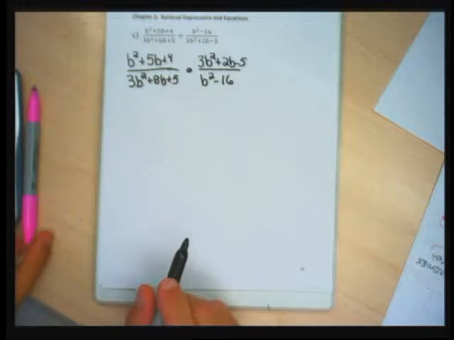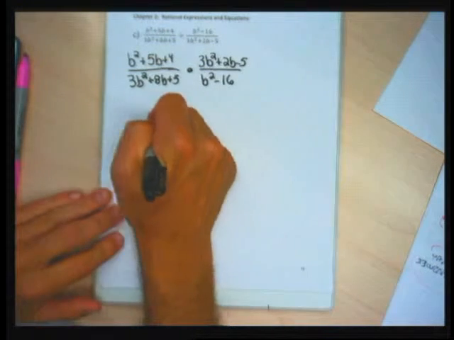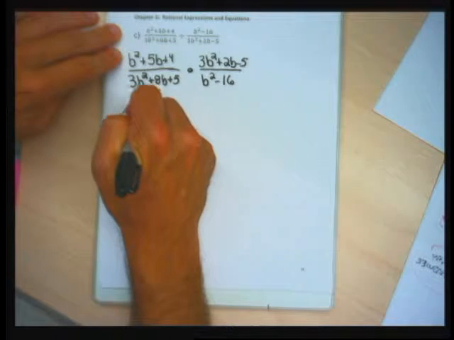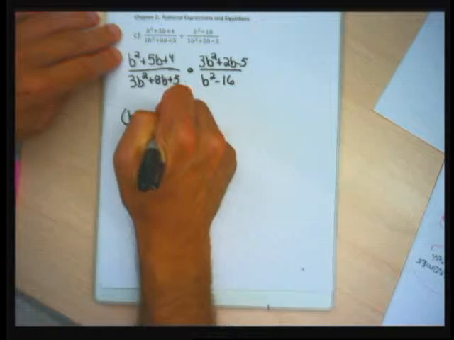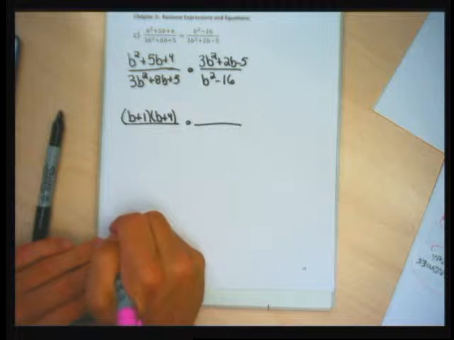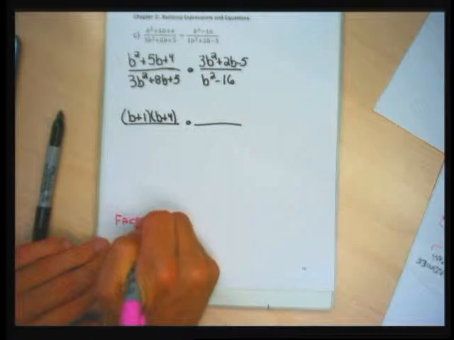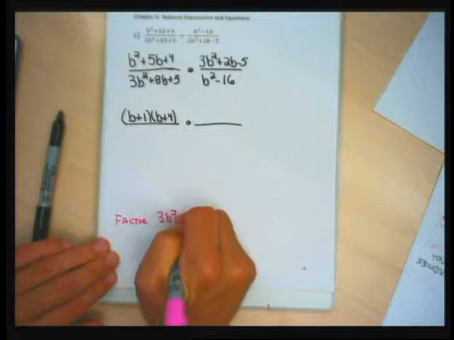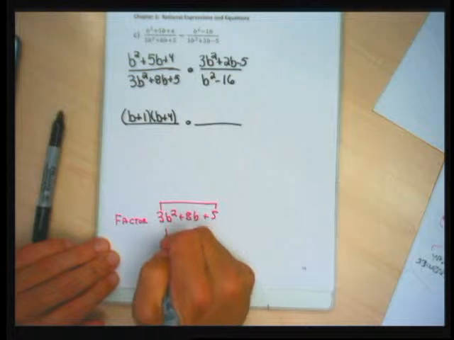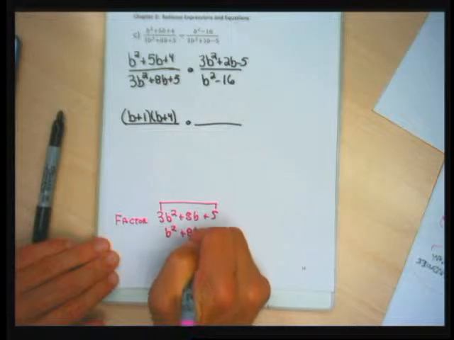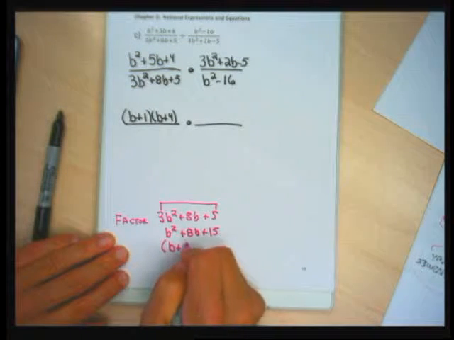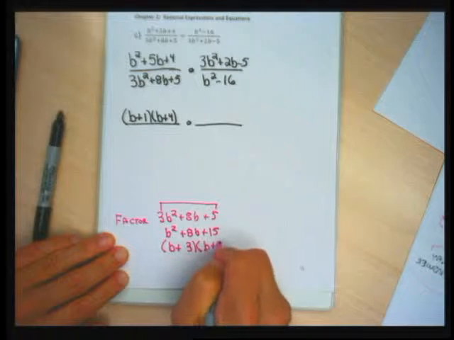Now I'm going to do my factorings. I have 2 easy factorings, 2 hard factorings. The numerator b squared plus 4b plus 5b plus 4 factors into b plus 1 times b plus 4. Now to do this factoring, I'm going to do it off to the side. I'm going to factor using bottoms up factoring. This 3b squared plus 8b plus 5. I multiply and get b squared plus 8b plus 15. Then I factor. That factors into b plus 3 times b plus 5.